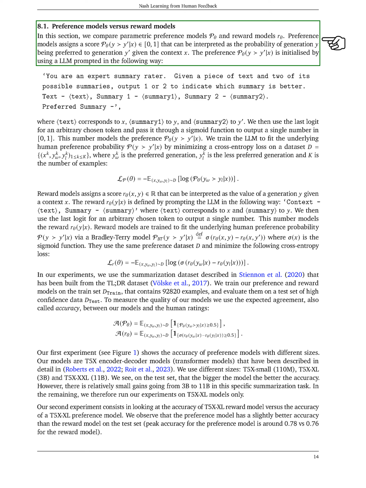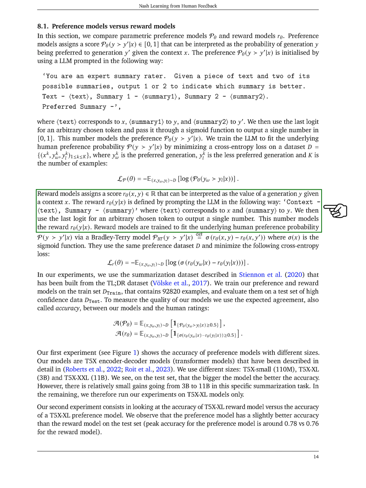Next, we compared parametric preference models, denoted as P_theta, and reward models, denoted as R_theta. Preference models assign a score between 0 and 1, which can be interpreted as the probability of one generation being preferred over another given a context. This preference is initialized using a language model and trained to fit the underlying human preference probability by minimizing a cross-entropy loss on a dataset. On the other hand, reward models assign a score that can be interpreted as the value of a generation given a context.